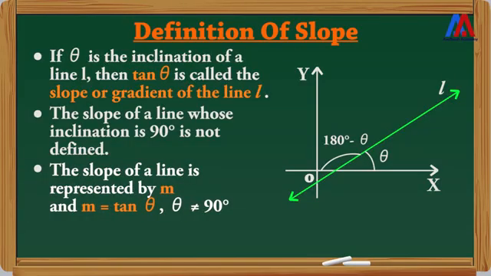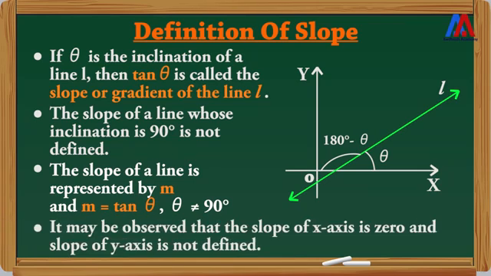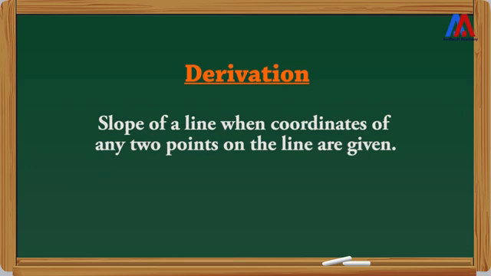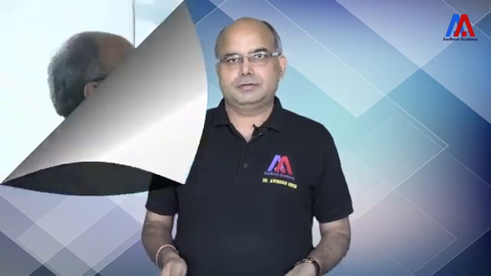So the slope of the line is represented by m, and m is equal to tan theta, where theta is not equal to 90 degree. We may observe here that the slope of x-axis is 0 because tan 0 is equal to 0, and the slope of y-axis is not defined because tan 90 is not defined. Let us now find out the slope of a line when the coordinates of any 2 points on the line are given. So I shall explain this concept on the board.